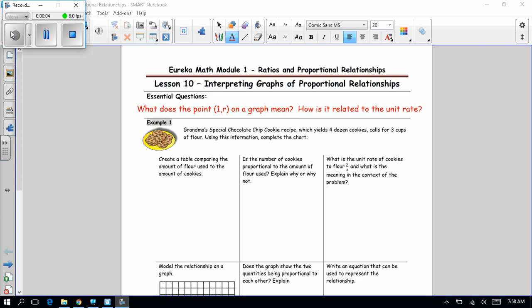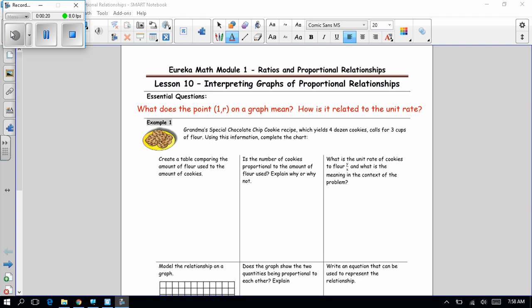Mrs. Hoekstra again, working on Lesson 10 of Module 1. I'm on page 38 of our book. Lesson 10, the title is Interpreting Graphs of Proportional Relationships. Okay, page 38. The essential question I've already typed in for us.